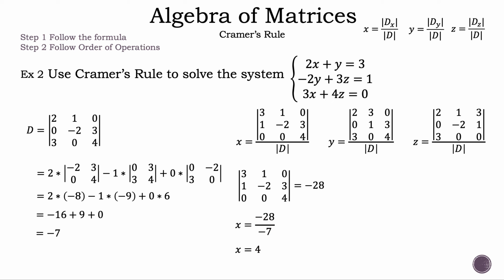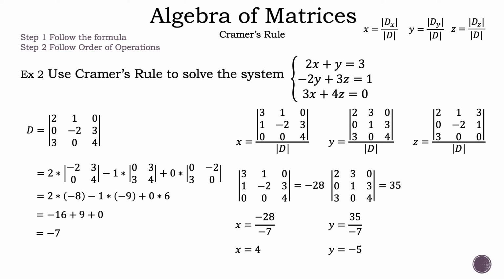Let's continue by finding the y part of our ordered pair by finding determinant sub y. And determinant sub y is equal to 35. Which row did you break down the 3 by 3 matrix? Put it in the comments below. That would be awesome. Now we need to divide 35 by negative 7, and the result is negative 5. And that is the y part of our ordered pair.